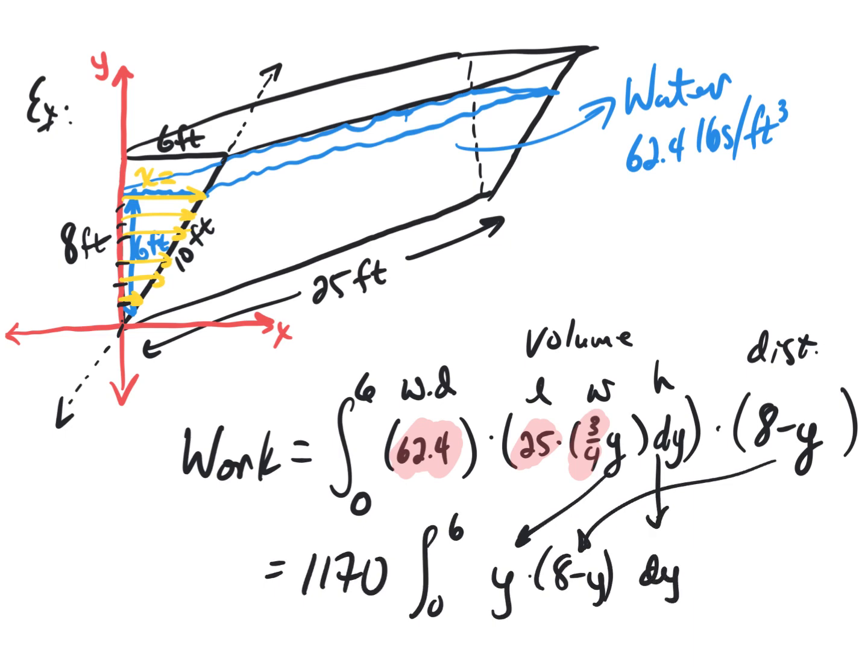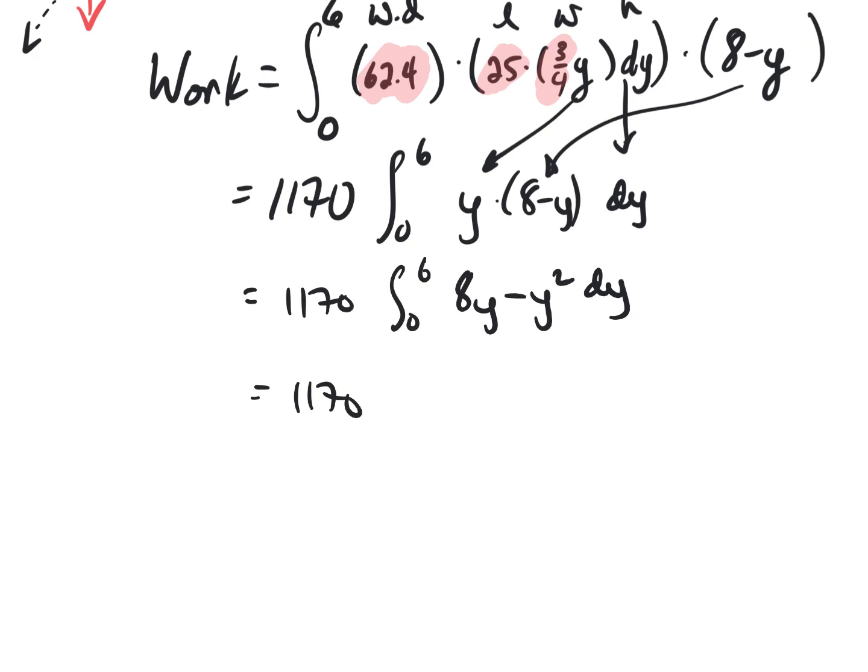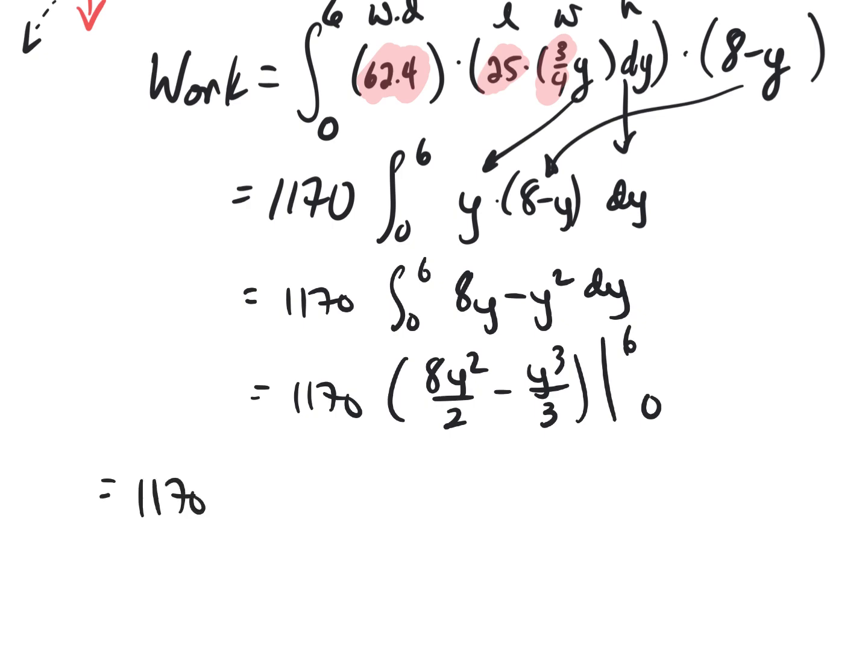So obviously we need to do one little algebra step there. We need to distribute y times 8 and y times negative y. The integration then is very simple. Add 1, divide by the new, add 1, divide by the new, and then we'll be integrating from 6 down to 0. Okay, so here comes the fundamental theorem.